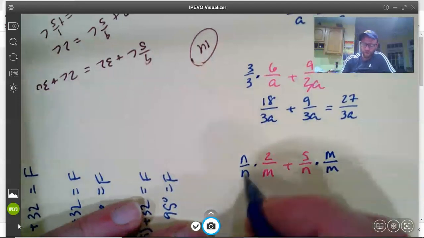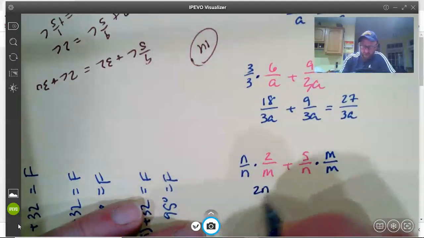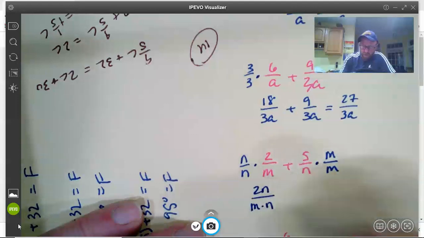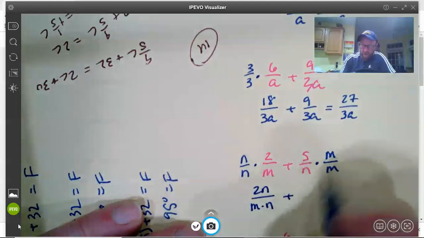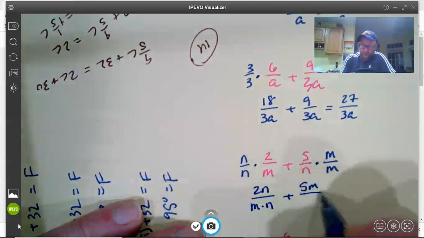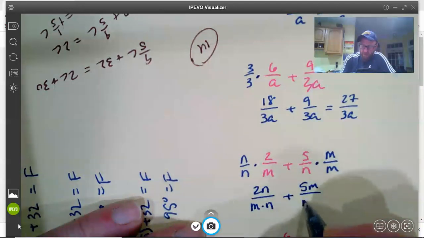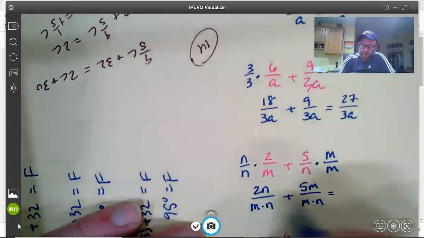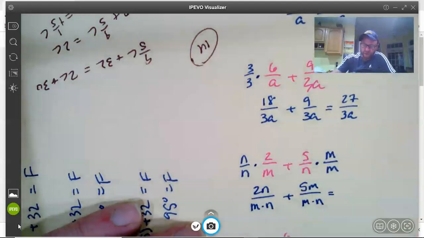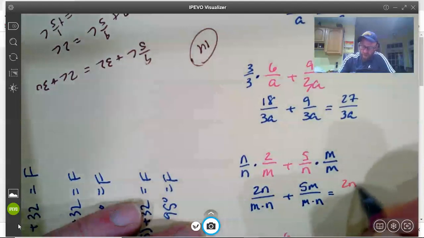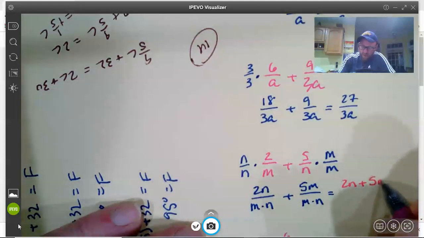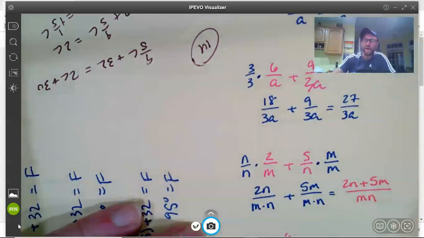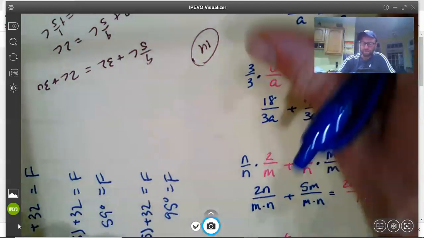All right, so let's say, look here, that would give us 2n, and in the bottom, m times n. And over here, we have 5m, and we have m times n. So now they have a common denominator. We can add them together, and we get 2n plus 5m over mn, which is m times n.